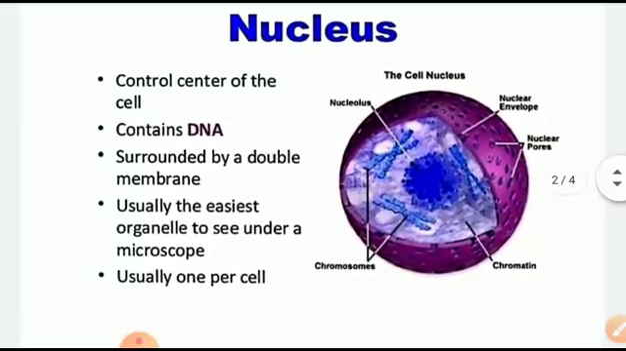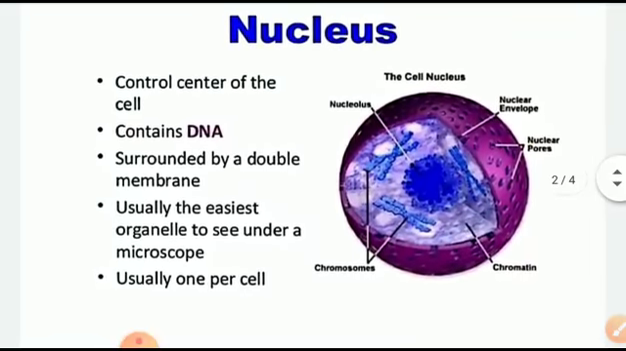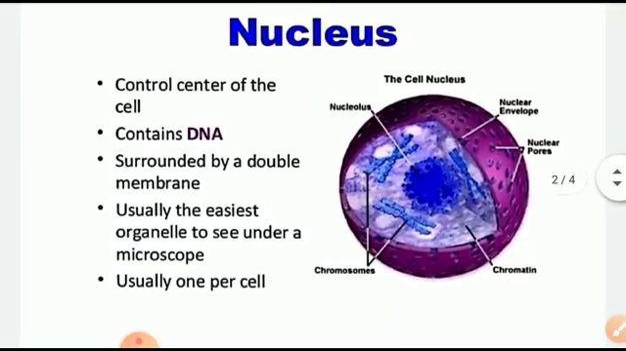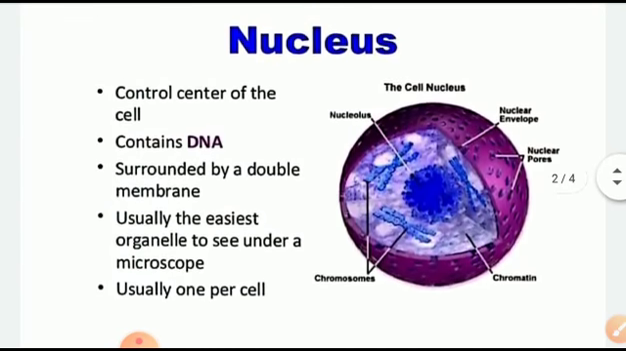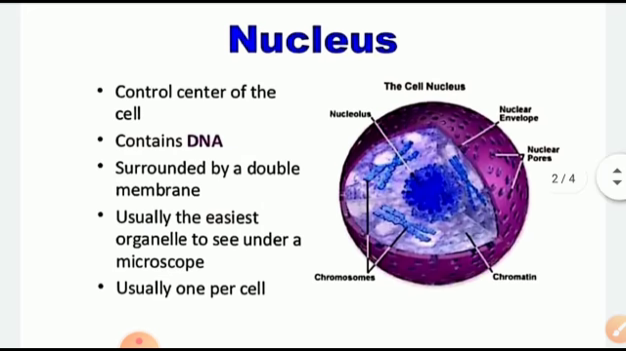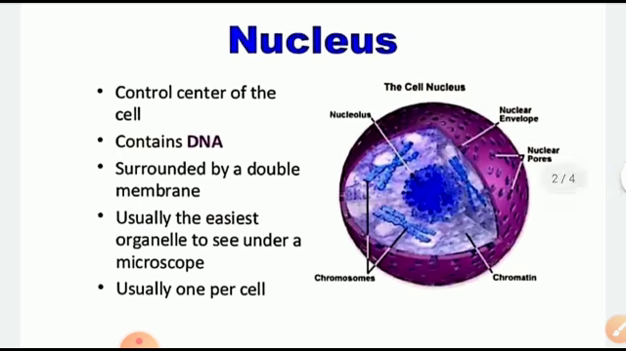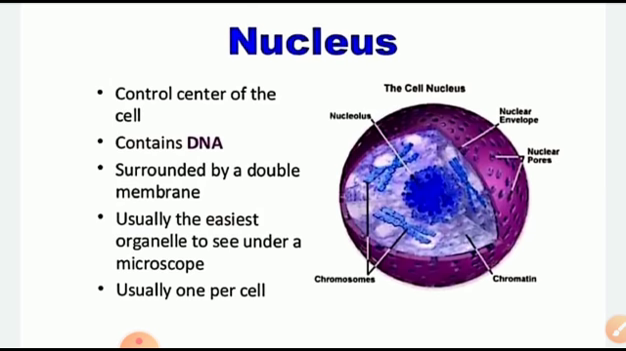The nucleus contains DNA. It is surrounded by a double membrane, and it is usually the easiest organelle to see under a microscope. Usually a cell will have one nucleus. And remember, cells which have a well-defined nucleus and nuclear membrane are called eukaryotic cells, found in higher plants and animals, whereas cells which do not have a well-defined nucleus and nuclear membrane are called prokaryotic cells, the primitive cells found in bacteria and other minute organisms.